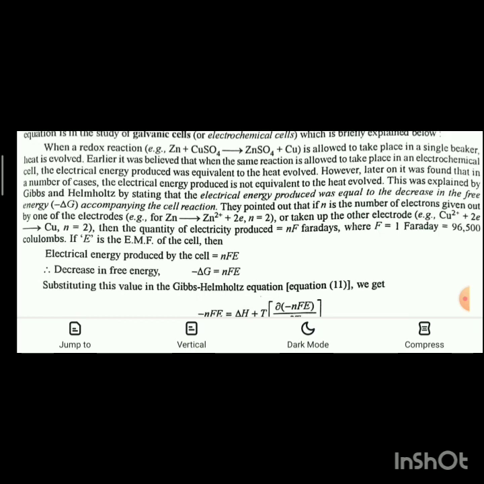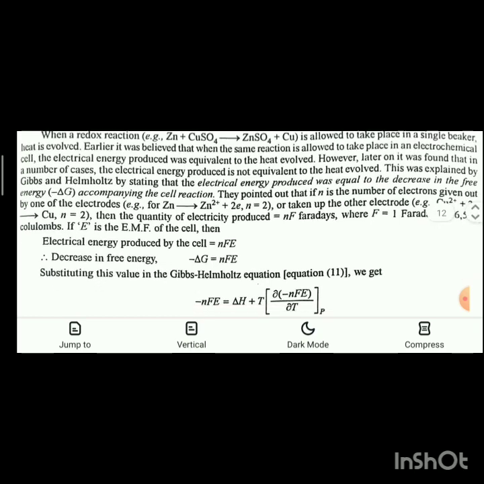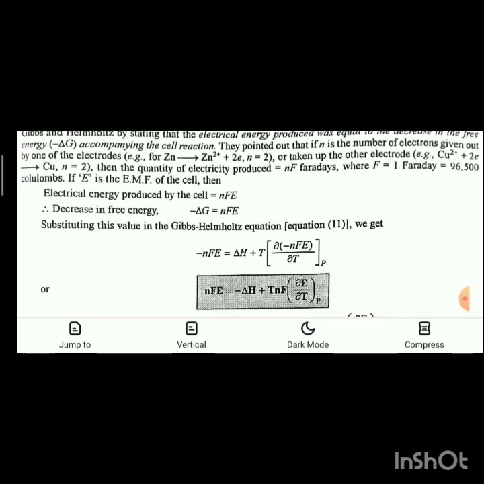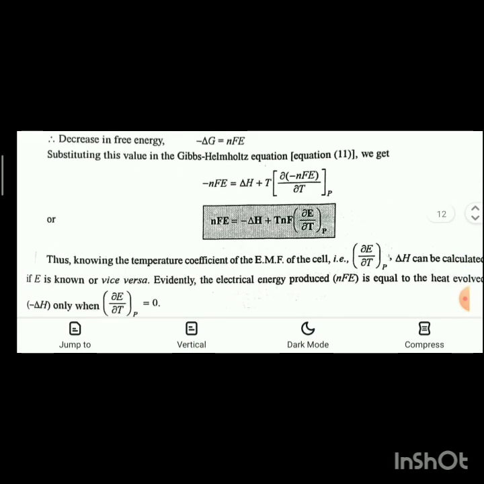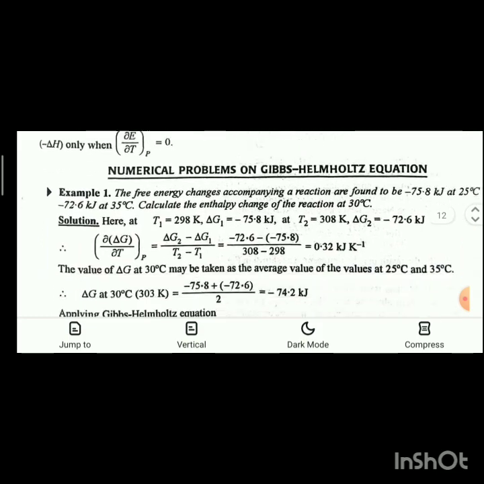They pointed out that if n is the number of electrons given out by one of the electrodes or taken up by the other electrode, then the quantity of electricity produced equals nF Faradays, where F, 1 Faraday, equals 96500 Coulomb. If E is the EMF of the cell, then electrical energy produced by the cell equals nFE. Decrease in free energy, minus delta G, equals nFE. Substituting this value in Gibbs-Helmholtz equation, we get minus nFE equals delta H plus T ∂/∂T of (minus nFE) at constant pressure. So nFE equals minus delta H plus T nF ∂E/∂T at constant pressure.